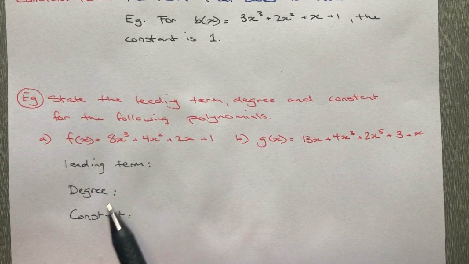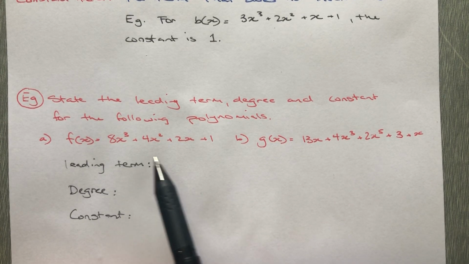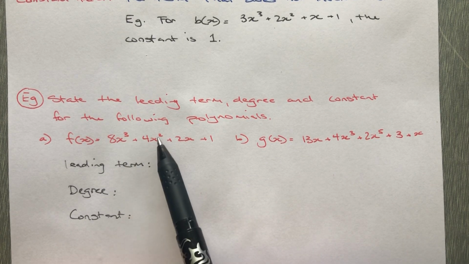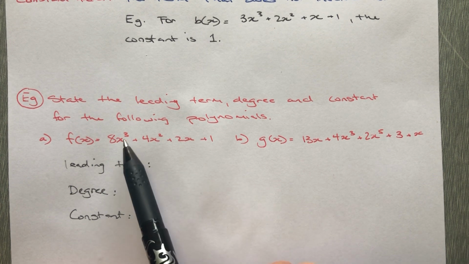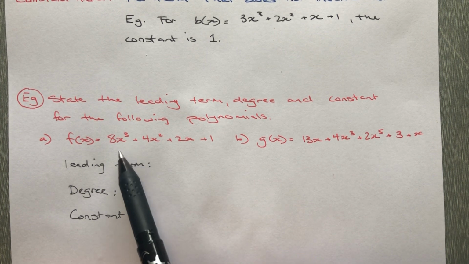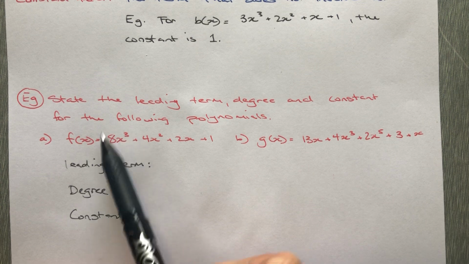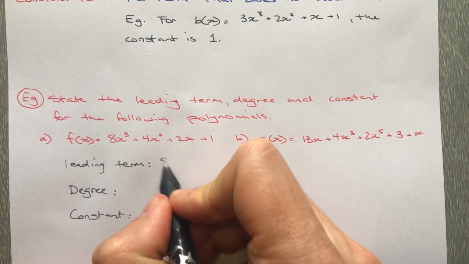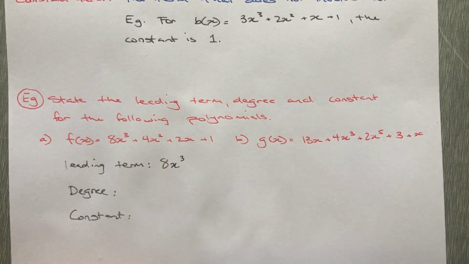Okay, so leading term is a term that has the highest power. I can see that I've got to the power of 3, to the power of 2, to the power of 1, so 3 is our highest power. The leading term is that whole term though. Okay, so the leading term is going to be 8x to the power of 3.